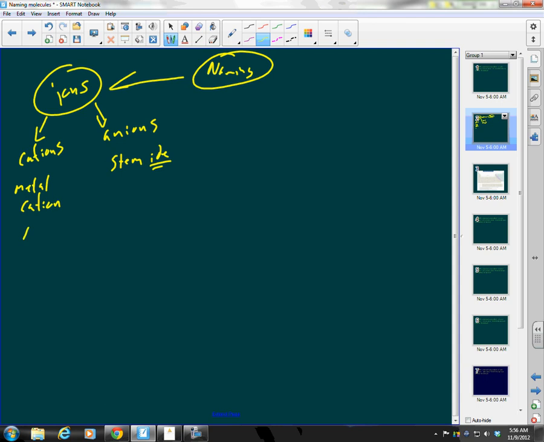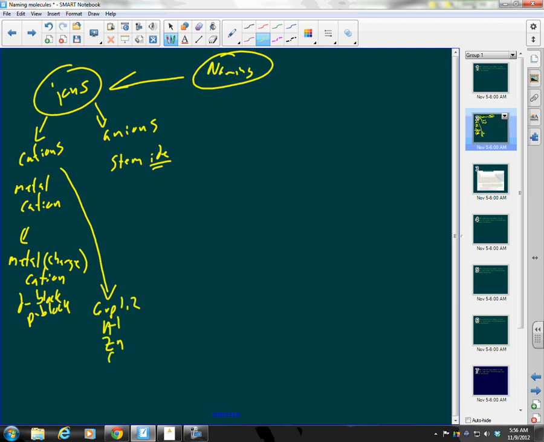Now we could have cations that have multiple charge states. In that case, we write down the metal and then the charge in parentheses as a Roman numeral, and the word cation. These are usually D block, P block, and F block metals. Over here, we have some that have only single charges: group one, group two, aluminum, zinc, cadmium, and silver. These never have their charge written after them.